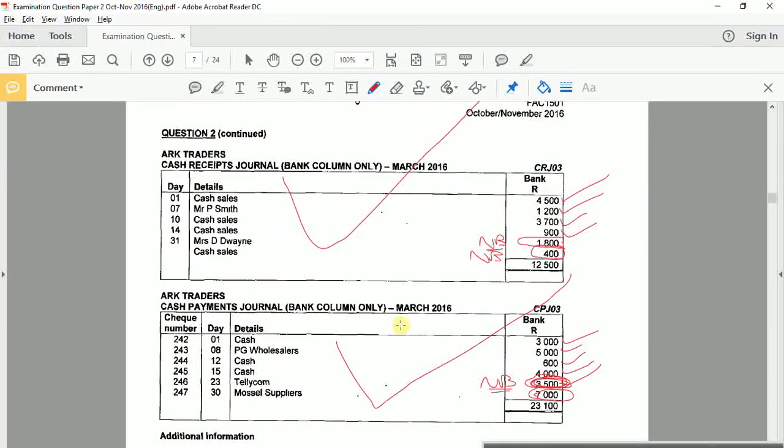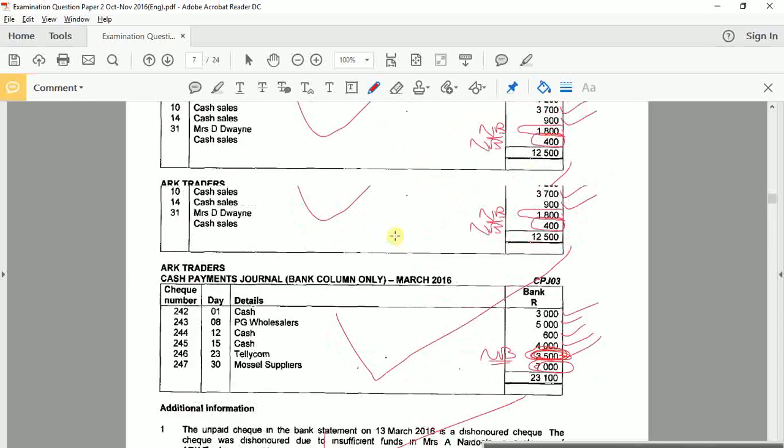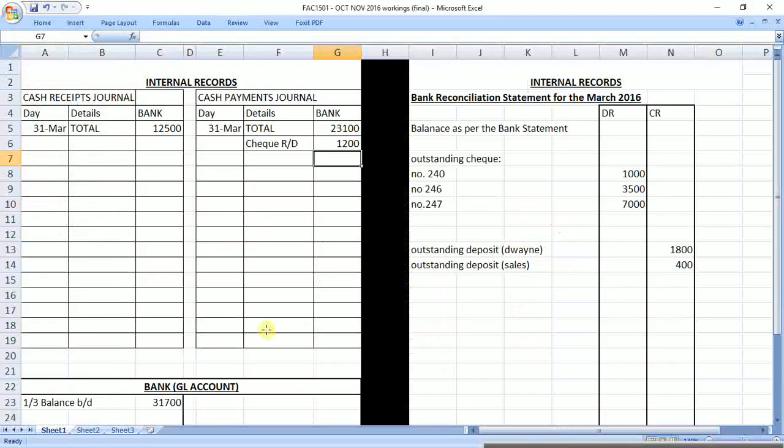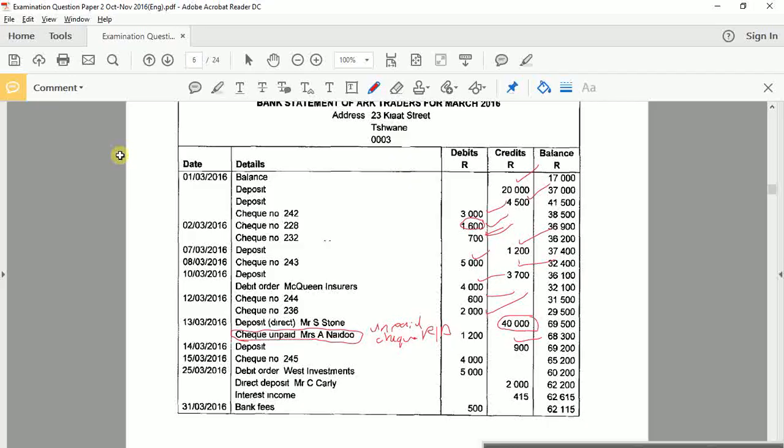Right, so have we looked at the additional information? Yes, tick that. Let's go back, and now we need to just wrap up and look at the rest of this. What haven't I ticked here? There's an amount. Yes, the 40,000. Circle it. What is it? It's a deposit. Direct deposit from who? From Stone. Receipts or payments? It's a receipt. Good. Stone, how much? 40.